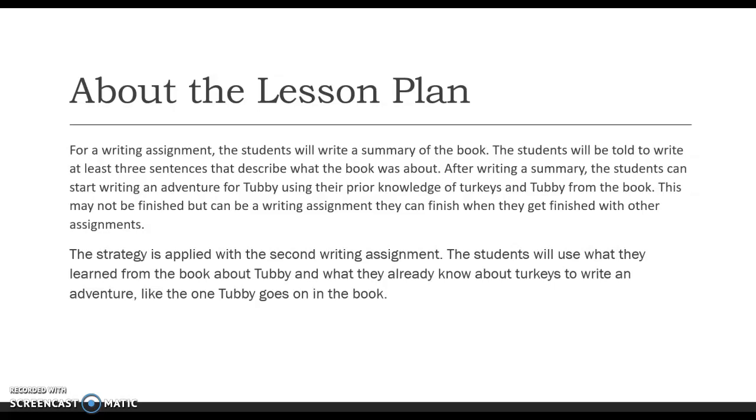For a writing assignment, the students will write a summary of the book. The students will be told to write at least 3 sentences that describe what the book was about. After writing a summary, the students can start writing an adventure for Tubby using their prior knowledge of turkeys and Tubby from the book. The second writing assignment may not be finished, but can be a writing assignment that they can return to when they get finished with other assignments.